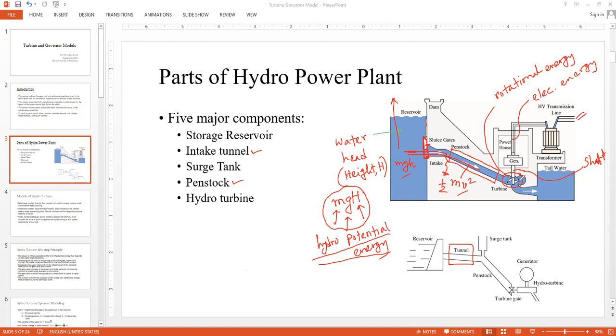And the water, after being used up by the turbine, goes to the lower part of the river. Okay, and that flows away. So this is basically known as the tail water. That is the tailing part of the whole system. And this is the head part, or the starting part of the whole system. So then you have the hydro turbine. So this is actually the hydro turbine.